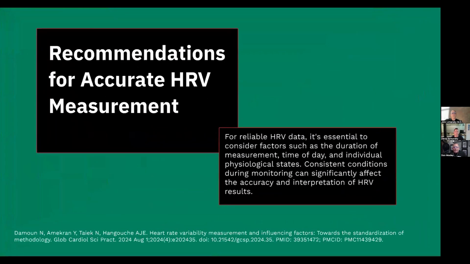For reliable HRV data, it's essential to consider factors such as the duration of the measurement, the time of day, and individual physiological states. Consistent conditions during monitoring can significantly affect the accuracy and the interpretation of the results. Comparing a nighttime resting HRV to an HRV first thing in the morning to an HRV in the middle of the day, this is not appropriate use of the data. Getting that systematic process in place is critical.